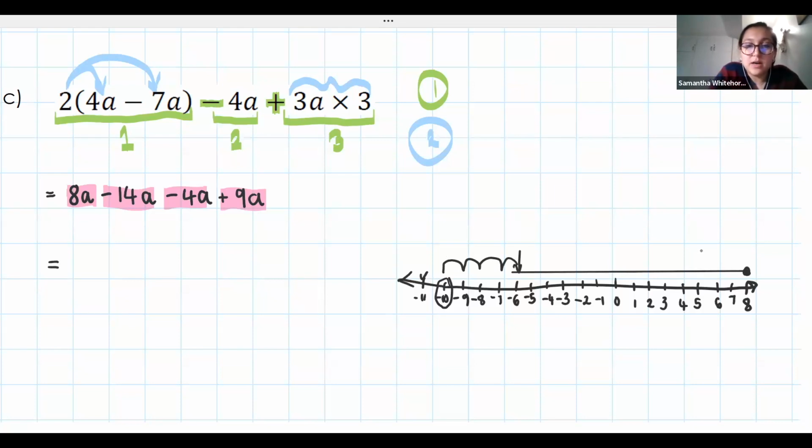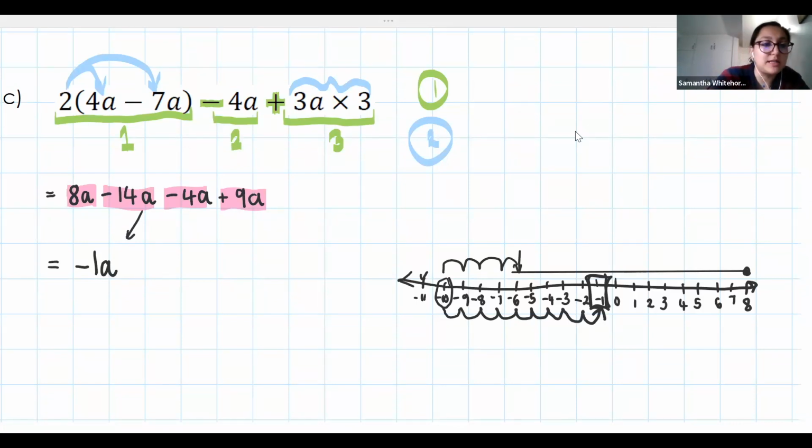But now all of a sudden I want to add 9. 1, 2, 3, 4, 5, 6, 7, 8, 9. So where I end up after I've done all of my addition and subtraction is at -1. Remember we said the variable doesn't change, it stays exactly as it is. So our final answer here is -1a.